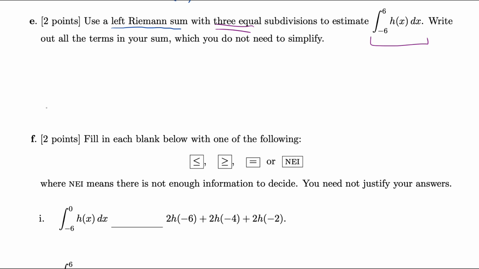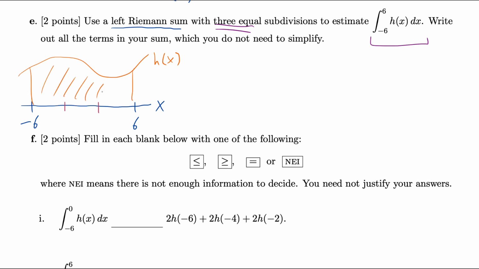In general, how left or right Riemann sum works is as follows. Here we have the x-axis, and we're going from -6 to 6. The fact that we have 3 equal subdivisions means we're dividing this into 3 equal parts. So we're partitioning this entire interval into 3 sub-intervals, one like this, one like this, and one like this, with the same length. And now up above, our h of x, I'm not quite sure what it looks like, but let's say it looks something like this. And what we want is to estimate the area under this curve.